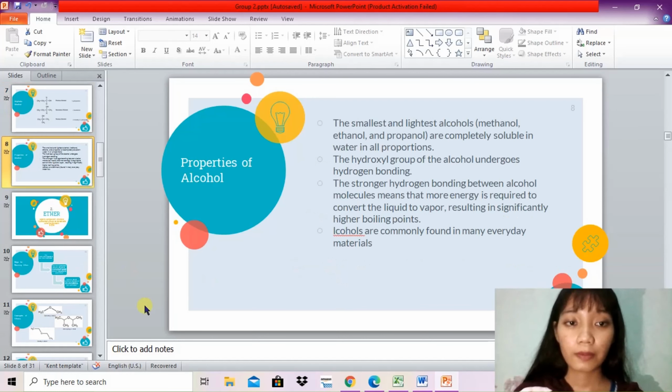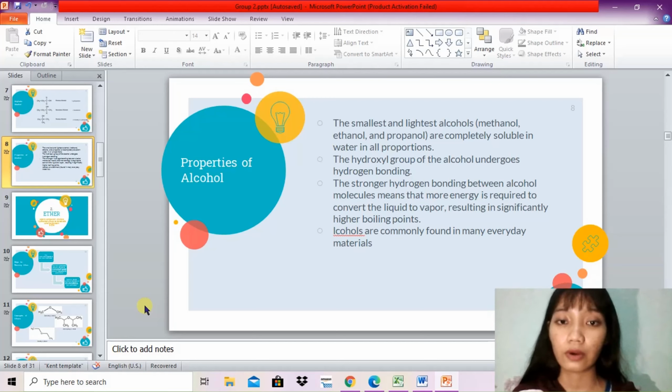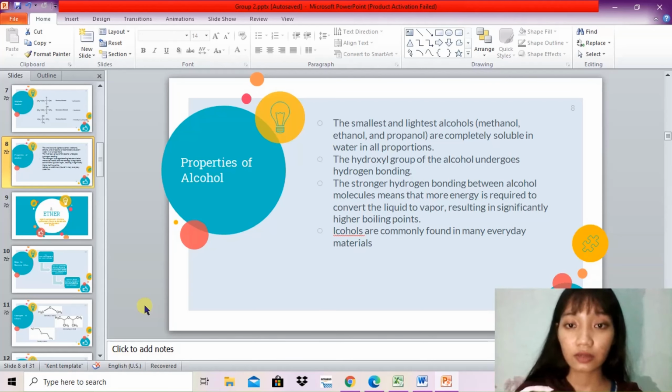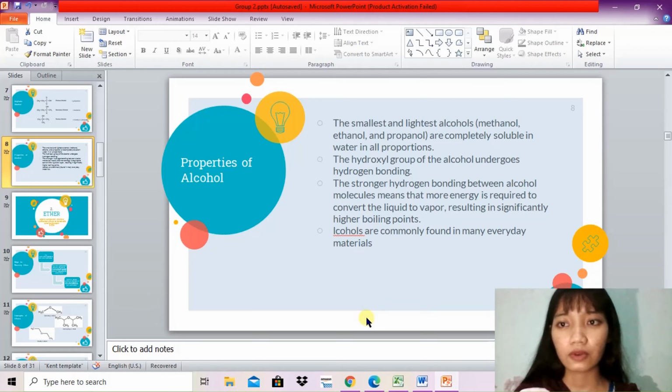So the properties of alcohol. The smallest and lightest alcohols such as methanol, ethanol, and propanol are completely soluble in water in all proportions. The hydroxyl group of the alcohol undergoes hydrogen bonding. The stronger hydrogen bonding between alcohol molecules means that more energy is required to convert liquid into vapor, resulting in significantly higher boiling points. Alcohols are commonly found in many everyday materials such as acetone as a nail remover and alcohol that we use every day, such like that.